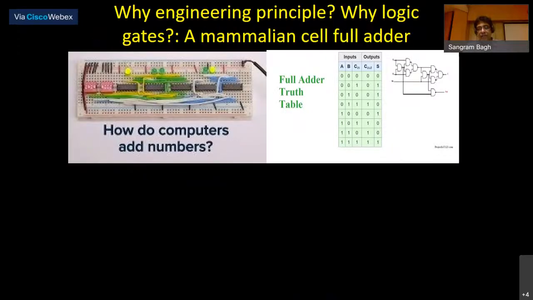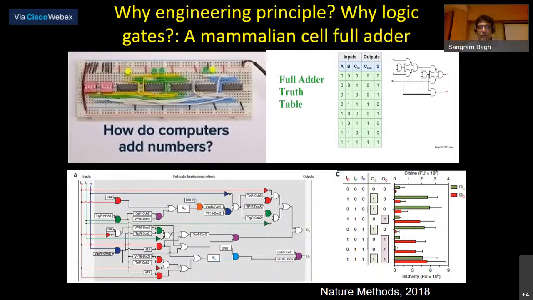So the whole question is, again, why in biology we do not use engineering principles, and why this kind of logic gates are required. There's one way to tell that. If you think about your computer, what you're using at this moment, this computer has something called an arithmetic logic unit. And this arithmetic logic unit has something called an adder and subtractor. And that's where a computer actually adds numbers, subtracts numbers, right?